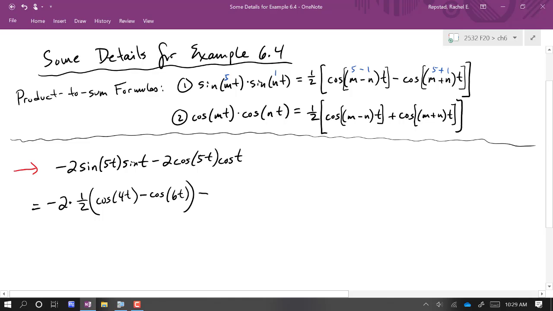And for the second term, this is a product of two cosine functions, so we'll use the second product to sum formula listed. That'd be 2 times 1/2 times, and m and n are still 5 and 1, so that'd be cosine 4t plus cosine 6t.